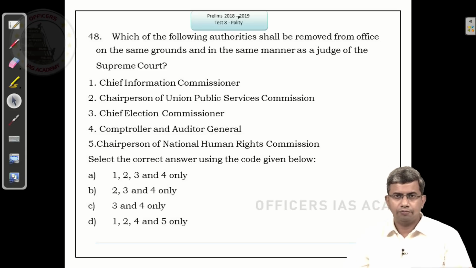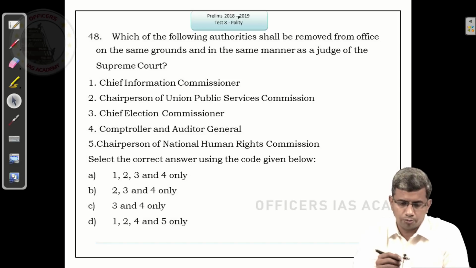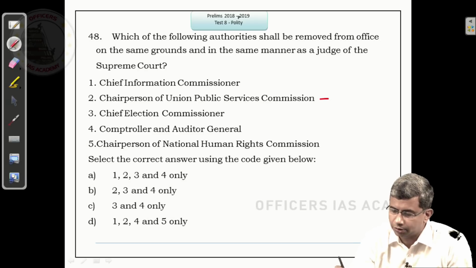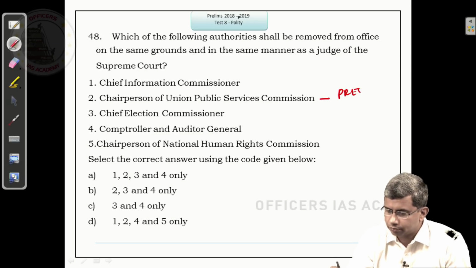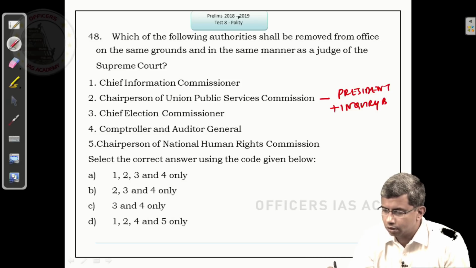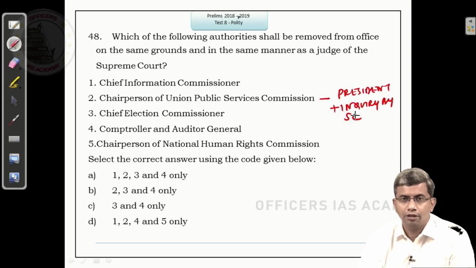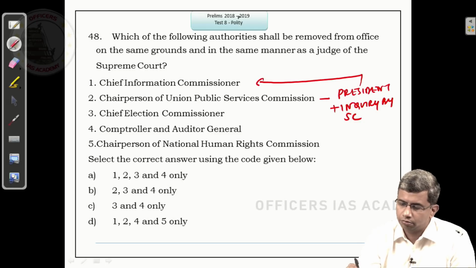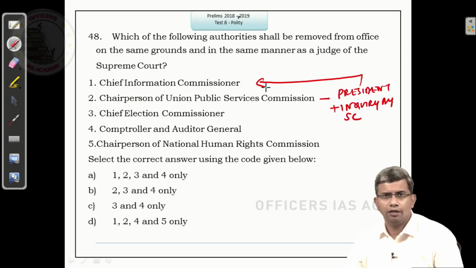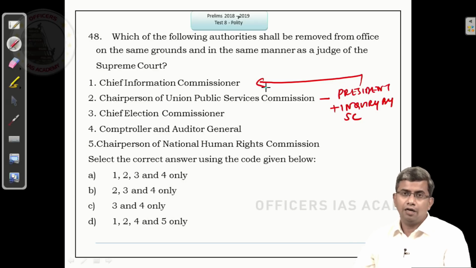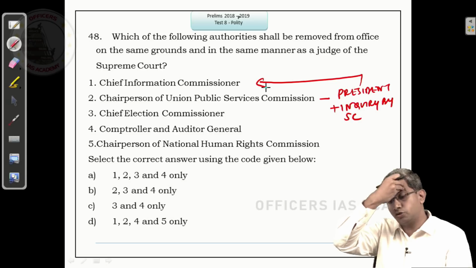Chief Information Commissioner, he can be removed like a UPSC member. Chairman of Union Public Service Commission, there is a separate procedure for that. What is the procedure for removing Union Public Service Commission members? By the President after inquiry by the Supreme Court of India. And the Right to Information Act says the Chief Information Commissioner and the other information commissioners at the center or at the state can only be removed like this. Of course, for the state, it is by the governor after an inquiry by the Supreme Court, but they are not removed like Supreme Court judges.